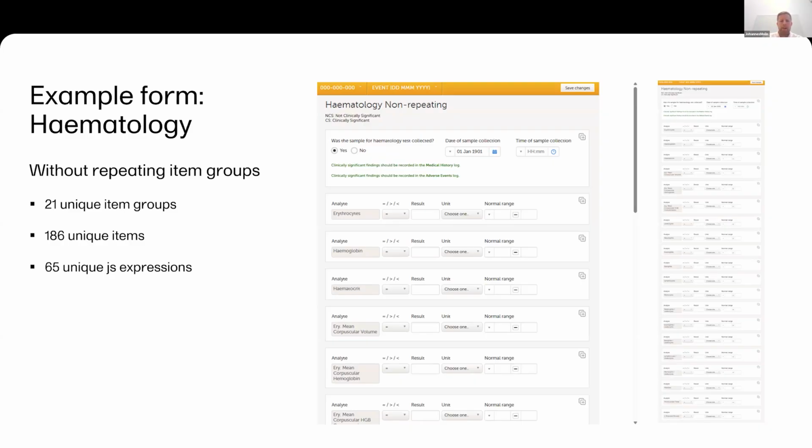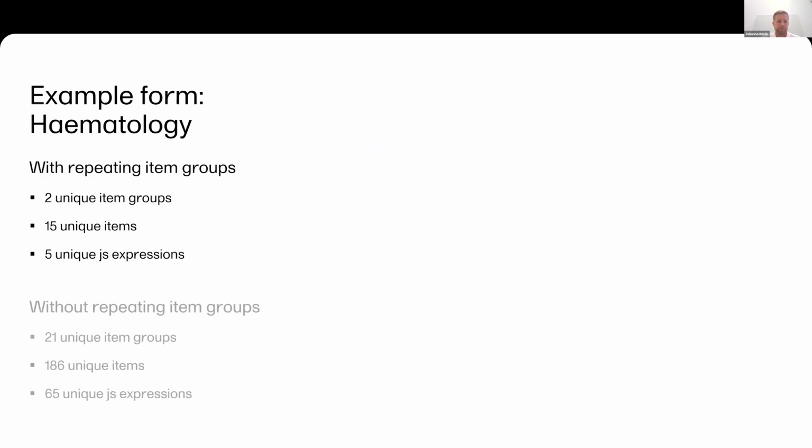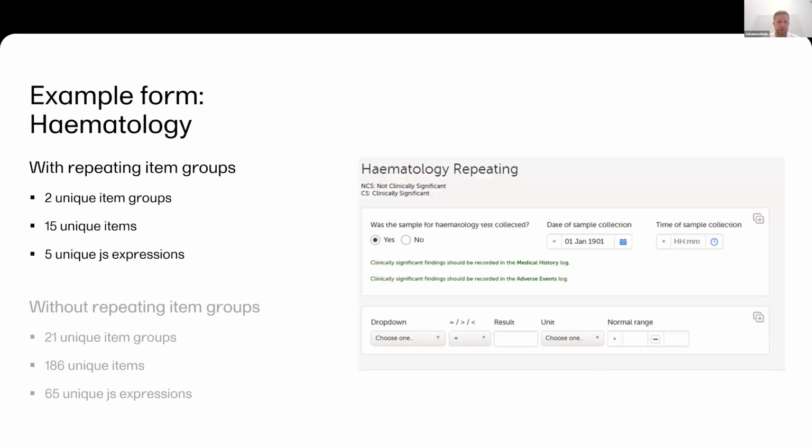Now, if I use a repeating item group instead, I will be able to design this form in a completely different way. It will be sufficient to use 2 unique item groups, and I will be able to get it down to 15 unique items for the same form. And the number of expressions will be reduced to just 5. So it's very easy to see that, yes, this will require less effort when designing the form, when validating the form, and also if you need to do modifications of the form.